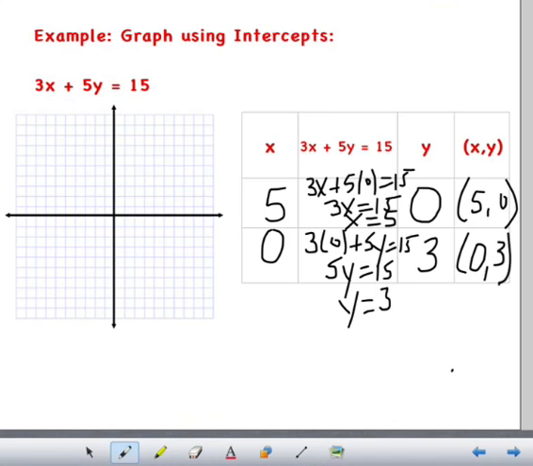Now all I've got to do is plot my ordered pairs. So 5, 0. Go out to 5 on my x-axis, 1, 2, 3, 4, 5. Plot my point. Then go to 0 on my x-axis and up to 3. There's my y-intercept. And hopefully you'll do a better line than I did because you've got a ruler and you can get a nice straight line there. So now you know how to graph lines two different ways, using a table or using intercepts.